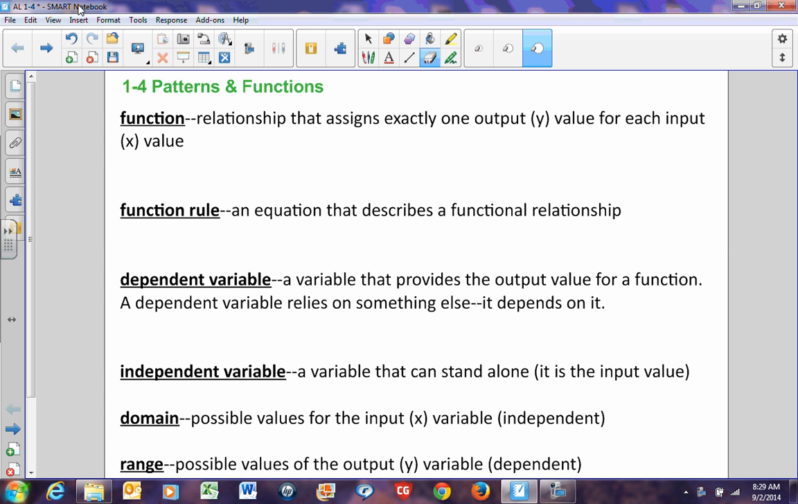This is lesson 1-4, patterns and functions. A function is a relationship that assigns exactly one output or y value for each input or x value.